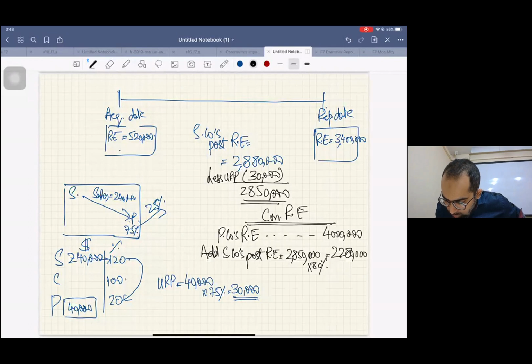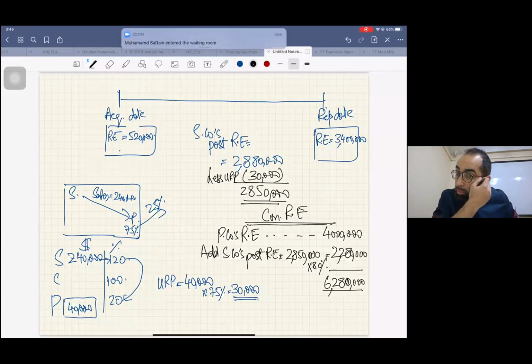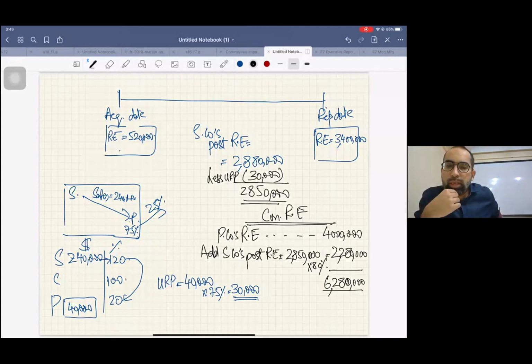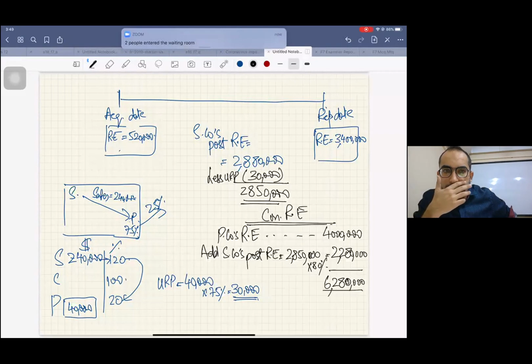2280,000. Okay, so let's add it. The total amount is 6280,000. This is your consolidated reserve, or consolidated retained earning. That's the end of the question.